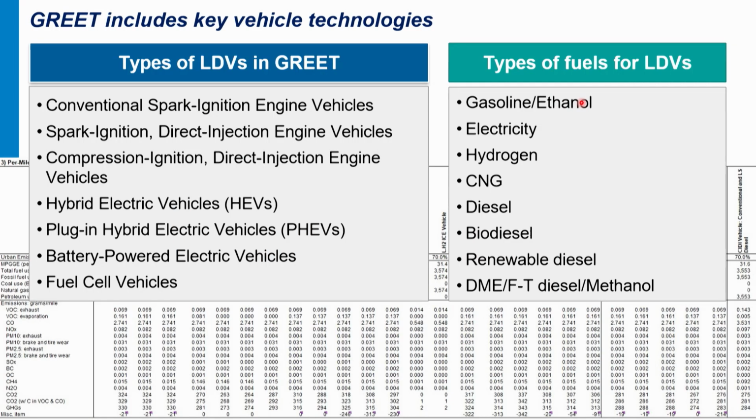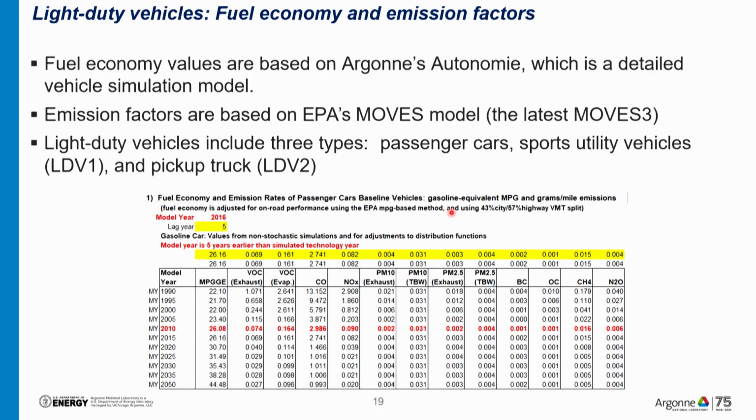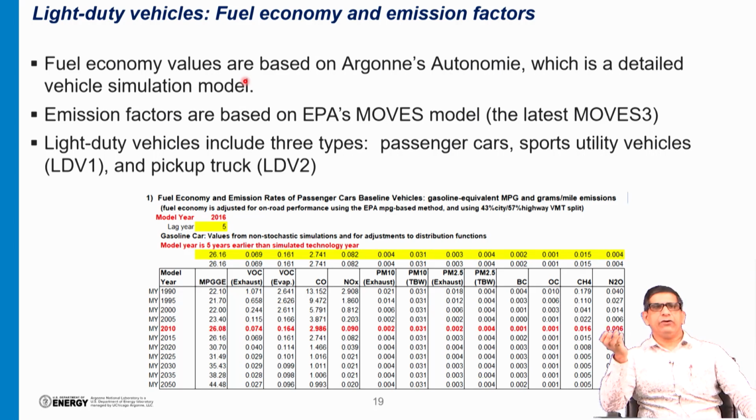There are different types of conventional spark engines and different types of vehicles, like light duty vehicles, which include key vehicle technologies, and the types of fuels used for those technologies. For all those different types of vehicles, as well as for the fuels, it gets covered as part of GREET. We look at the fuel economy as well as the emission factors. Fuel economy values come from Argonne's Autonomie, a detailed vehicle simulation model. Emission factors are based on the EPA's MOVES model, which is now MOVES3. Light duty vehicles include 3 types: passenger cars, sport utility vehicles and pickup trucks.